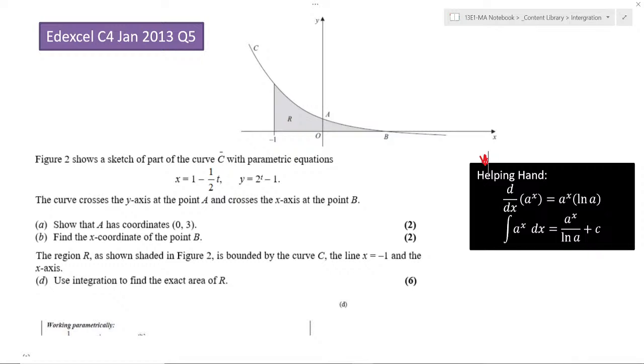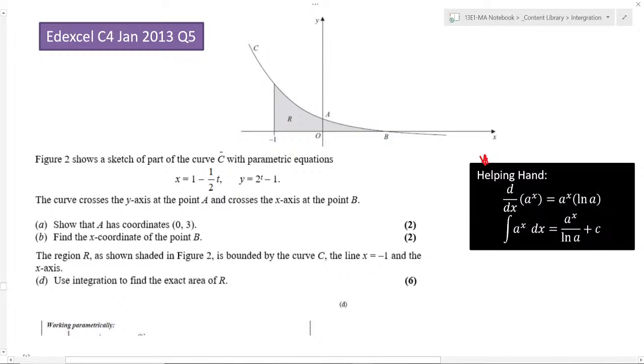Can we start going through it? Okay. So first of all, we need to show that A has a coordinate of (0, 3). Now we know that A is when x is equal to 0.